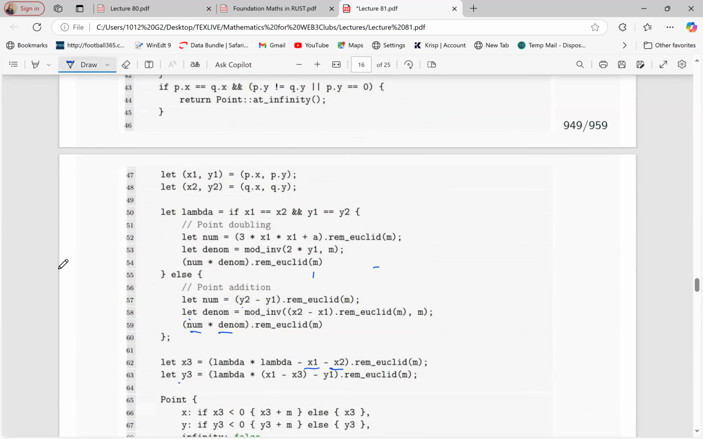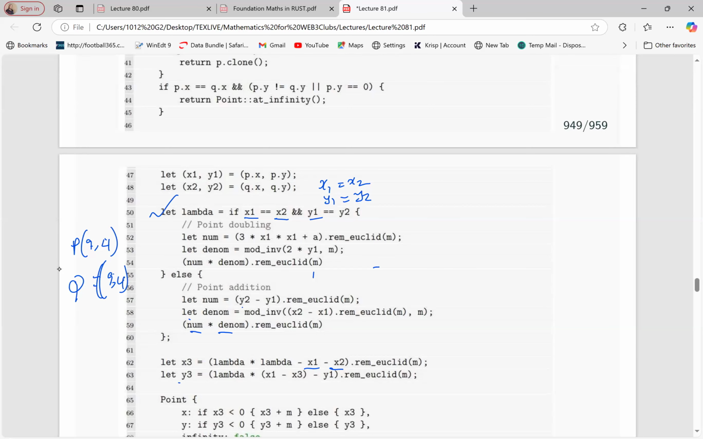So if x1 is equal to x2, and y1 is equal to y2, you are talking about a point like P is (9, 4) and Q is (9, 4). You can see x1 and x2 are equal, y2 and y1 are equal. So in such a case, how do you find the gradient?